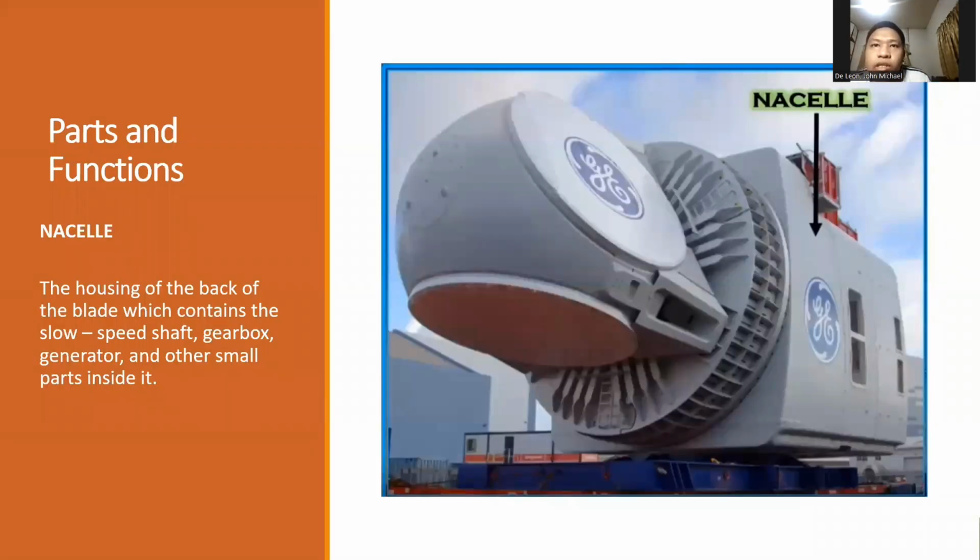Parts and function, nacelle. The housing at the back of the blade which contains the slow speed shaft, gearbox, generator, and other small parts inside it. Doon nakastore yung gearbox, generator, and other small parts. Next.